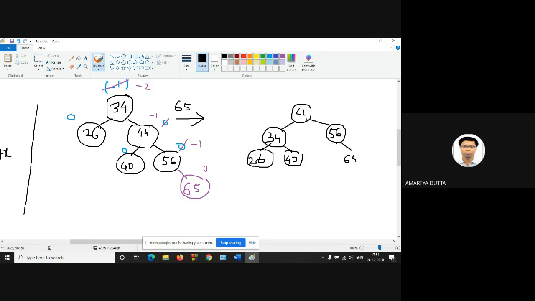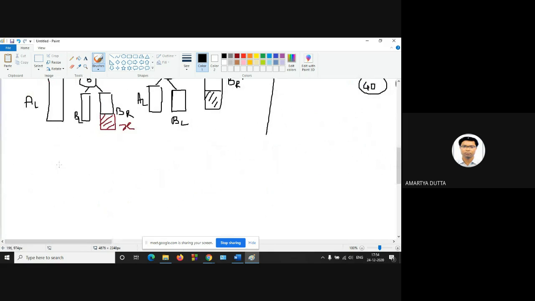So this is the balanced tree. You can calculate the balance factors. The balance factor of this one is minus 1. This is 0, this is 0. 40 is 0, 34 is 0, 44 is 0. So this is a height-balanced tree. This is the single rotation. In case of LL rotation, clockwise rotation. In case of RR rotation, anti-clockwise rotation.